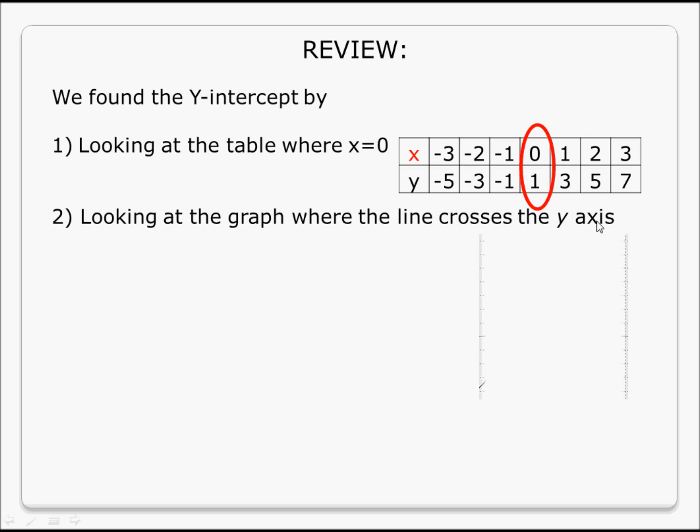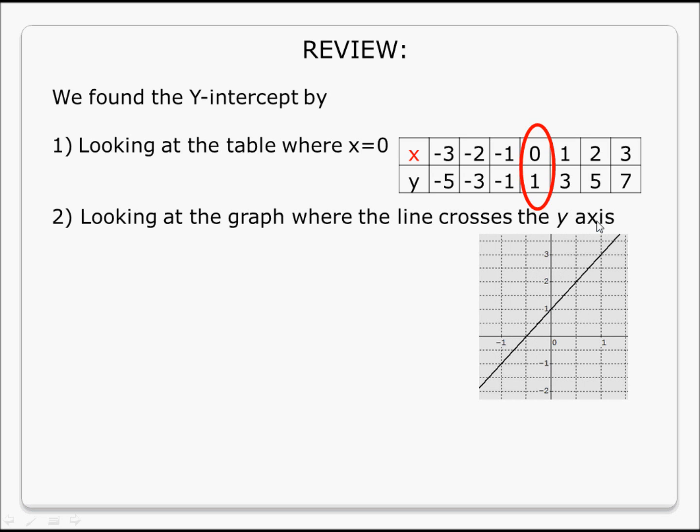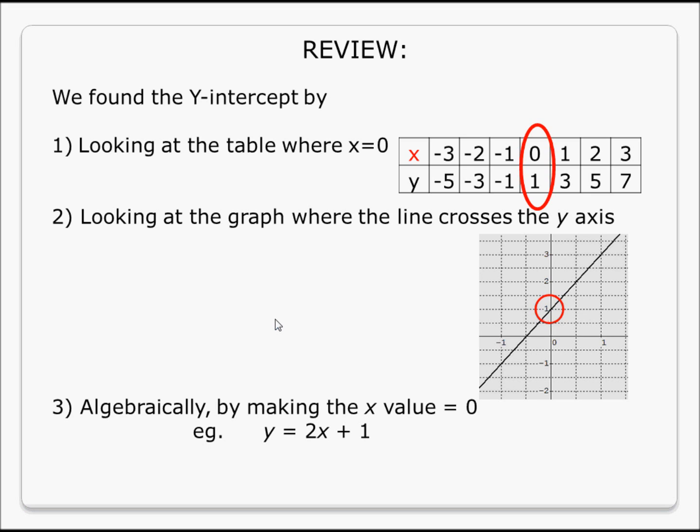The second method was that we looked at a graph. Here we have a graph already plotted, and we have a look to see where the graph crosses the y-axis. Once again, at 0 across and 1 up. And thirdly, we can do it algebraically. If we have a rule, y equals 2x plus 1, for example, we can substitute 0 into the rule, so y equals 2 times 0 plus 1, and the answer, y equals 1, gives us the y-intercept. So we put 0 in and we get a 1 out.